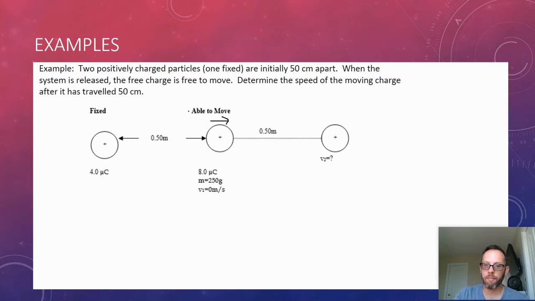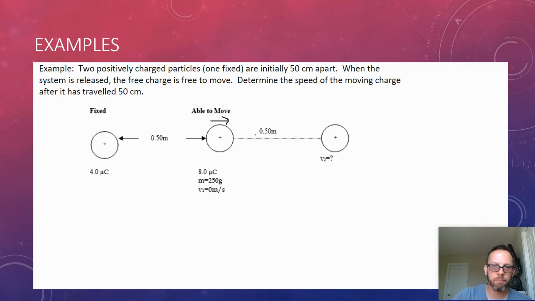So what we're interested in asking is, once we release the system, this one is going to move to the right, and as we talked about, we're going to lose electric potential energy. This one is going to gain some kinetic energy, and we want to know, after it's moved 0.5 meters, how much kinetic energy has it gained, i.e. what's its new speed. So we're going to do this using our conservation of energy techniques.